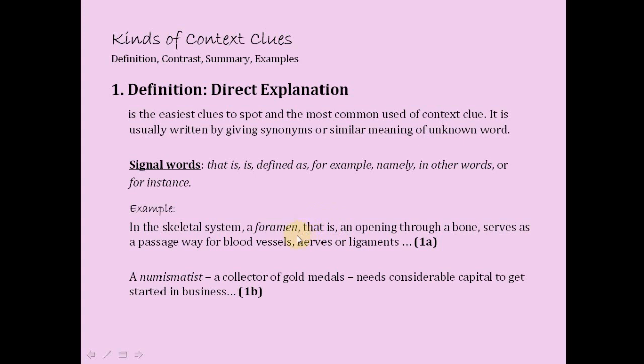Nah, and also in the form of definition, sometimes the author didn't use any kind of signal word. Jadi authornya tidak menggunakan signal word, tapi dia menggunakan punctuation. Apakah dia menggunakan koma atau dia menggunakan dash seperti ini, double dash. Okay, let's see. A numismatist, a collector of gold medals, needs considerable capital to get started in business. Jadi a numismatist itu adalah a collector of gold medals. Tapi dia nggak memakai signal word, but they use punctuation here.